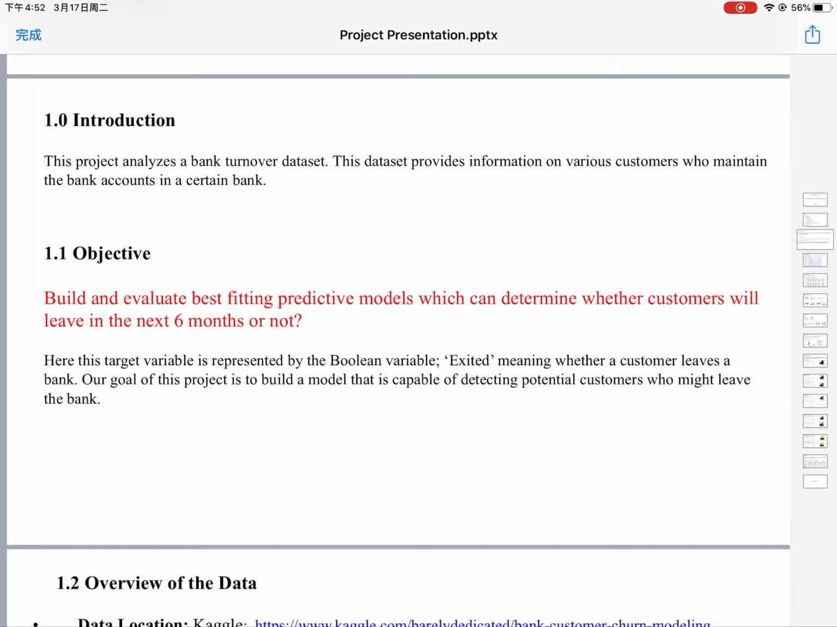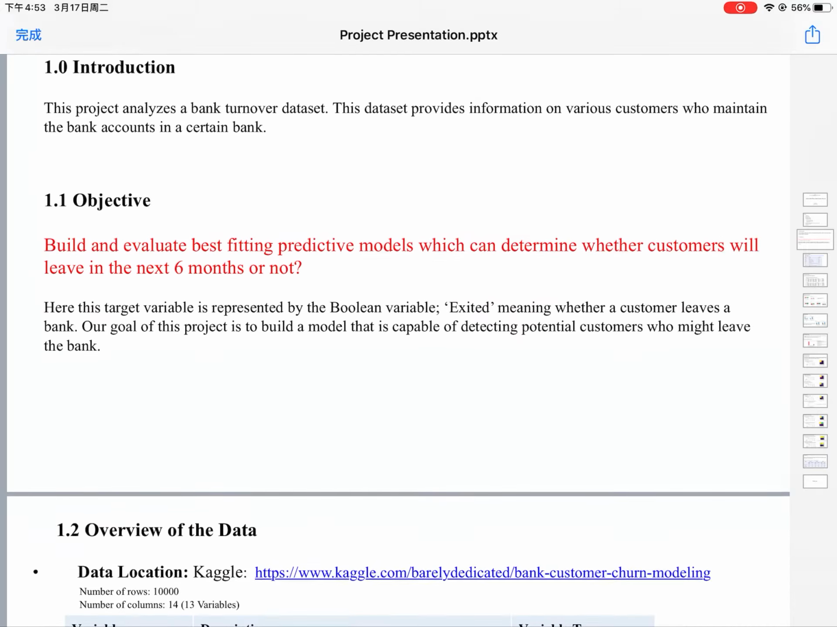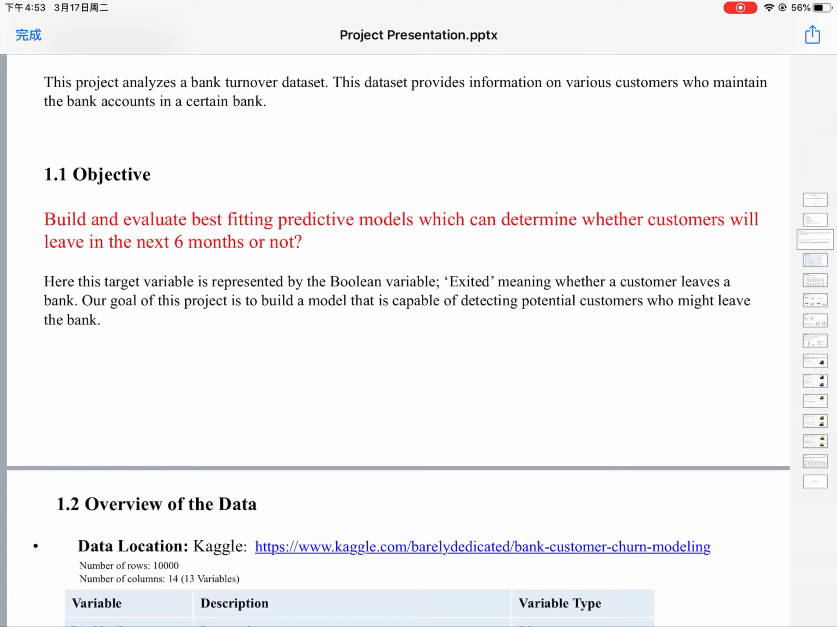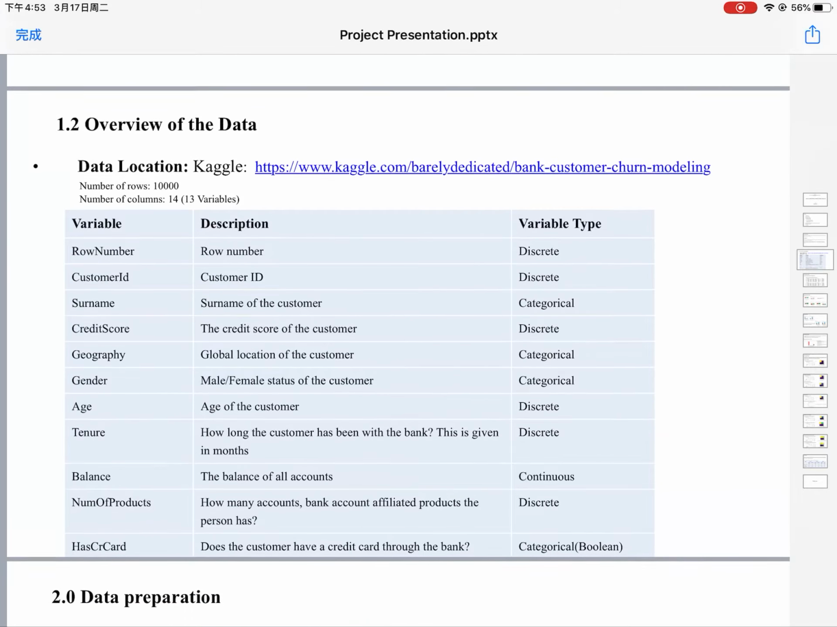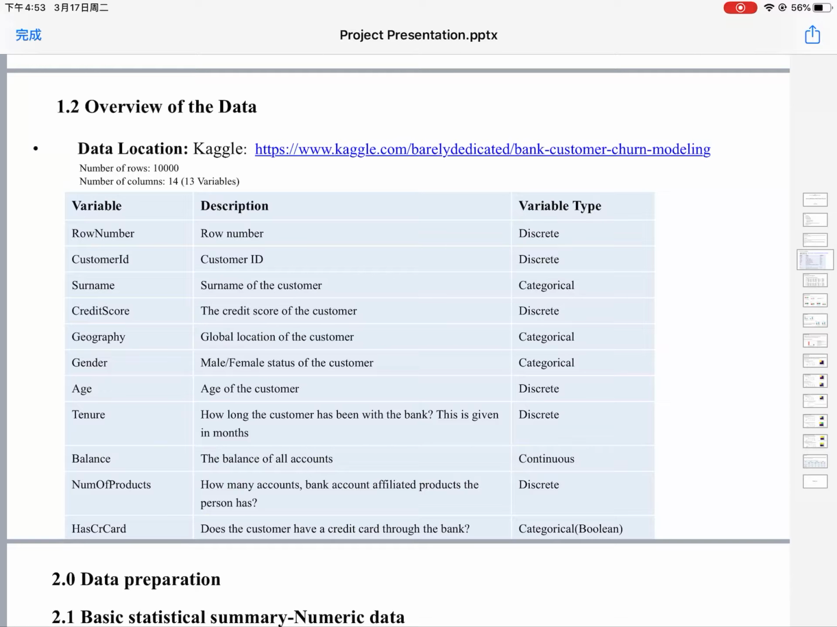This project is about analyzing a bank turnover dataset. This dataset provides information on various customers who maintain bank accounts in a certain bank. The objective of this work is to build and evaluate the best fitting predictive models which can determine whether customers will leave the bank in the next 6 months or not. The primary goal is to build a model that is capable of detecting potential customers who might leave the bank.